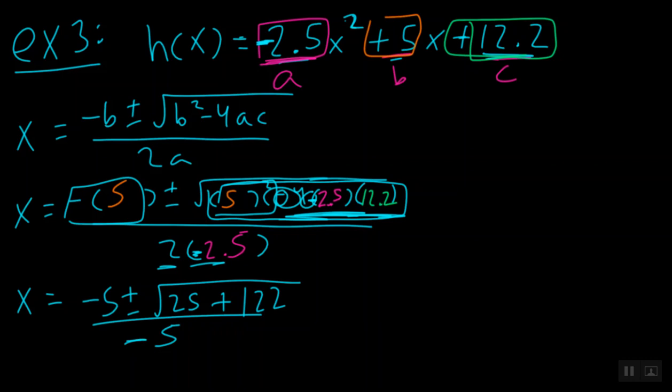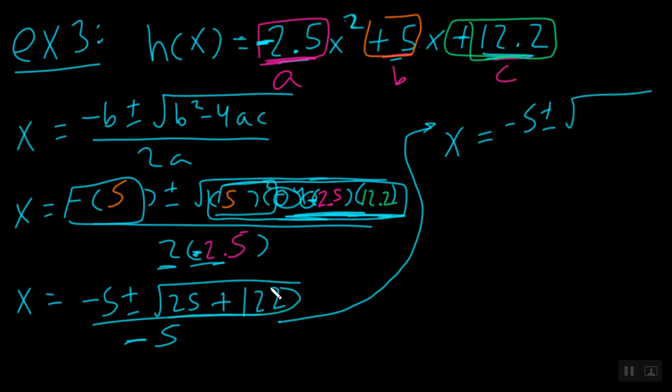My apologies. If we had continued, we would have had 25 minus 122, which would be a negative. You can't take the square root of a negative number. That would have meant no real solutions. Okay, but we avoided this crisis. I caught my mistake, and here we go. Now we have x equals negative 5 plus or minus the square root of, and guys, 25 plus 122, remember we simplified the inside again, is going to be 147 all over negative 5.